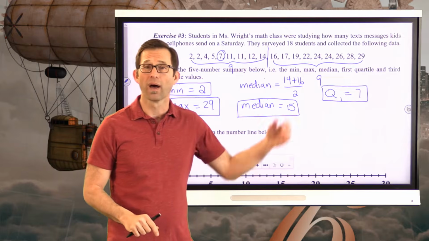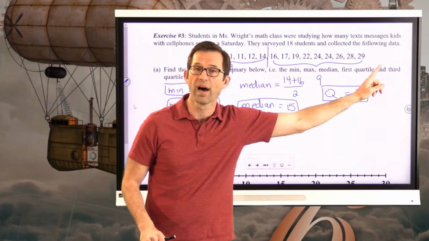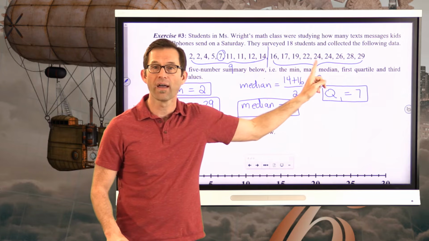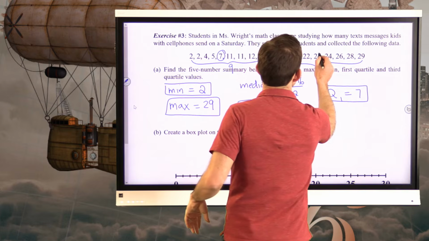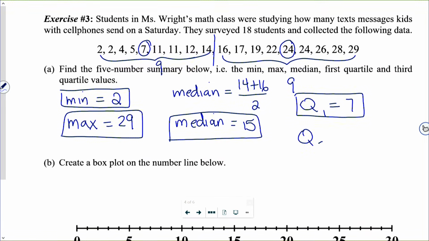Same thing for the upper quartile. I'm just going to ignore the lower half of the data set. I'm going to look at the upper 9 values. I want to find the 5th one. 1, 2, 3, 4, 5. That's going to be this first 24. 4 values below, 4 values above, great. So the upper quartile, the third quartile, is 24.